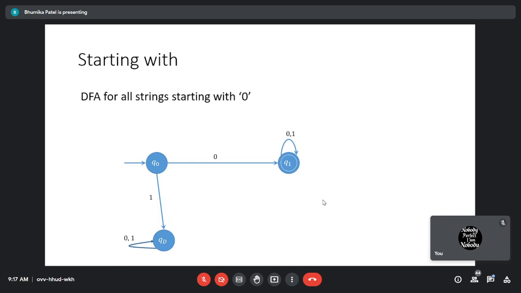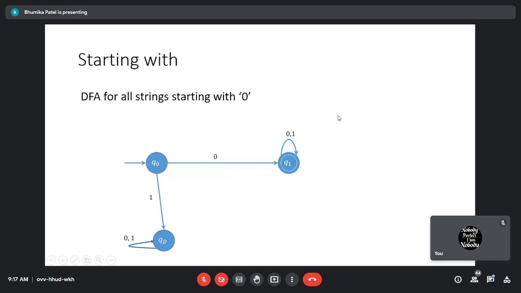This is our DFA for the starting with 0. Okay, can you write the transition table for this diagram? Will you write the transition table yourself from this? Yes, ma'am. Okay, from this diagram you can easily write the transition table.